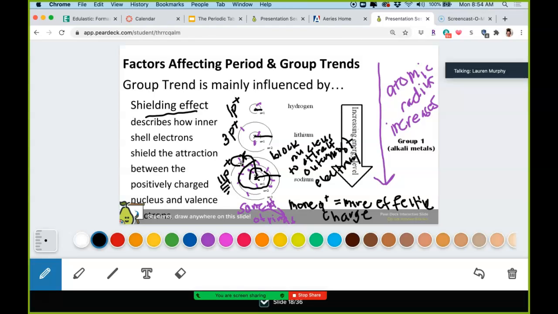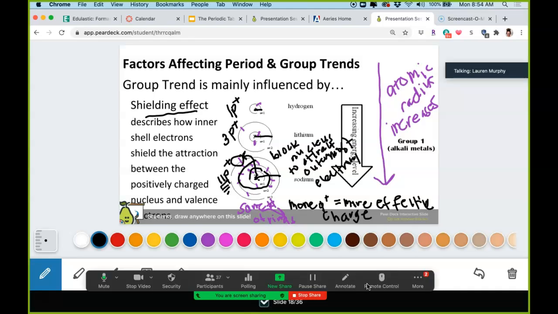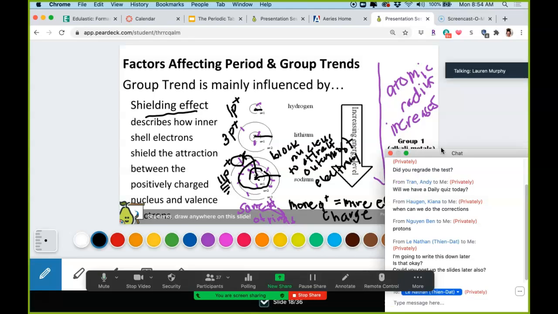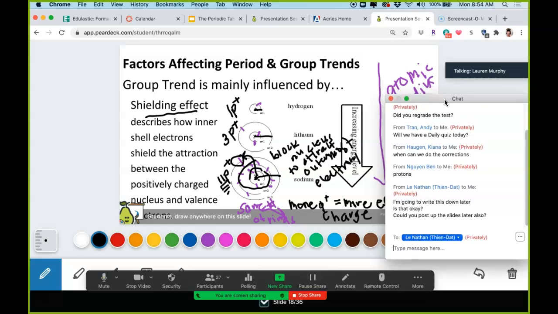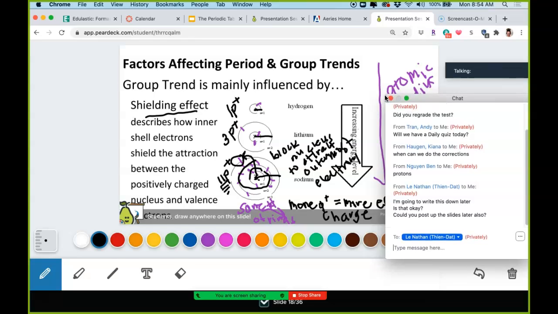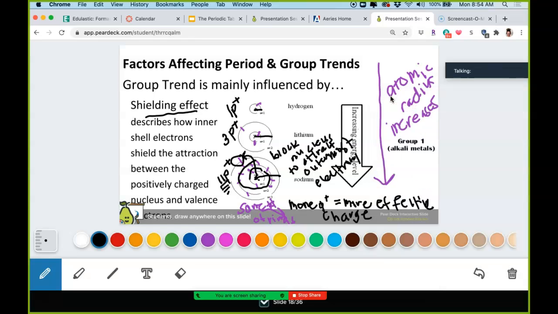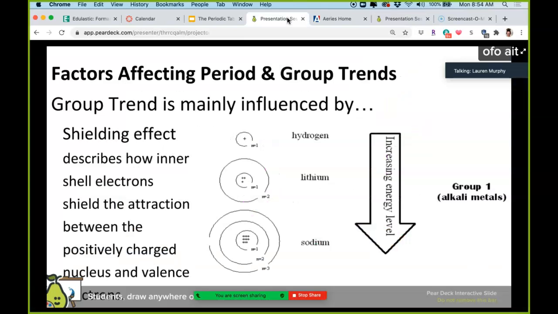The more rings of electrons you have around the nucleus, the more shielding you have. And the more shielding you have, the less the radius has the ability to decrease. Okay? So again, that's called the shielding effect.